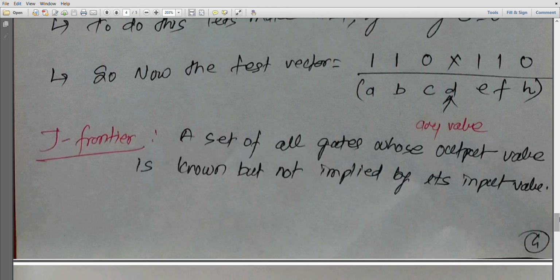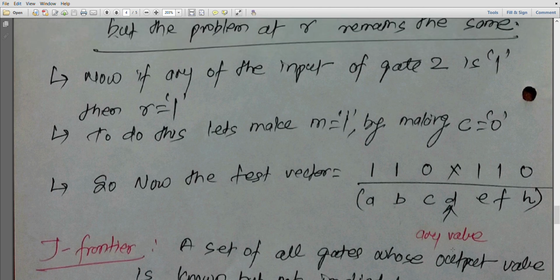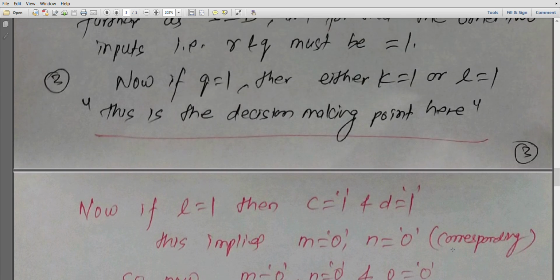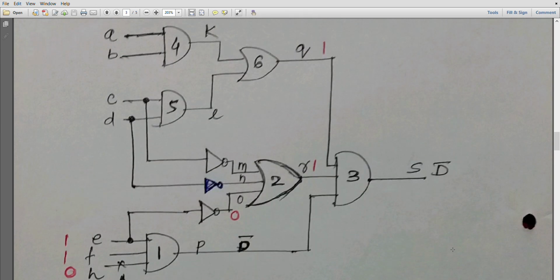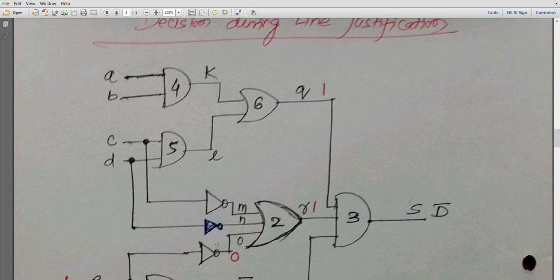So J frontier is nothing but a set of all gates whose output value is known but not implied by its input values. J frontier is for line justification. Here it means that we know the output values, because we know the value of Q, we know the value of R and we know the value of P. But for those output values we do not know the values of the inputs. We do not know the value of A, B, C and D. This is the backward tracing. This is the decision during the line justification.